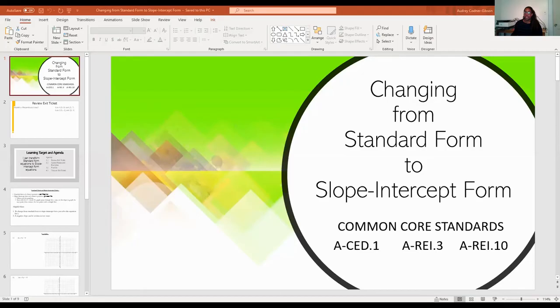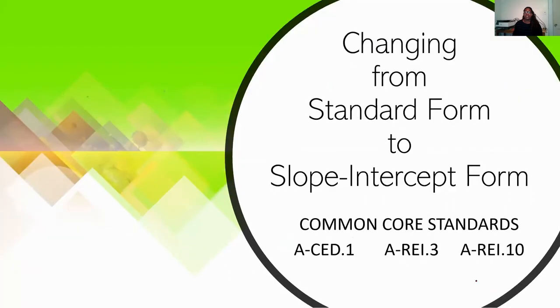Okay, everyone, as we always do, we share my screen with you. Today we're going to do changing from standard form to slope intercept form. We're also going to look at a little bit of graphing, but we're going to do some of that algebraic expression, going transformation from one form to the other form. We're going to look at our Common Core standards of ACED.1, AREI.3, and AREI.10. I always like to go with the A.